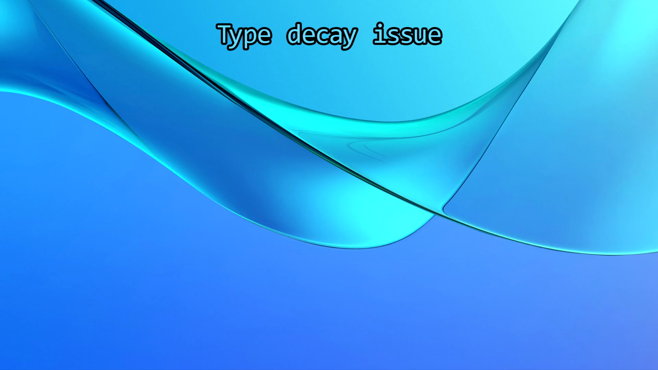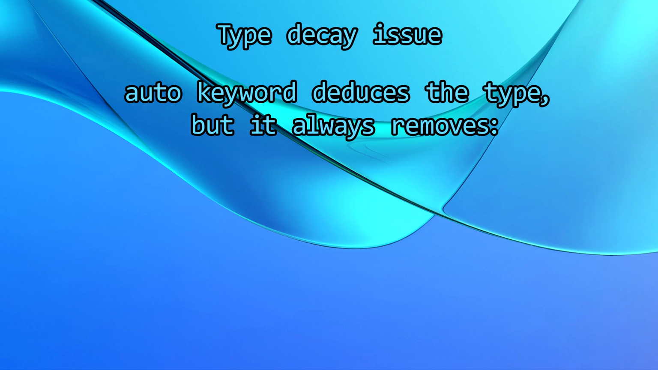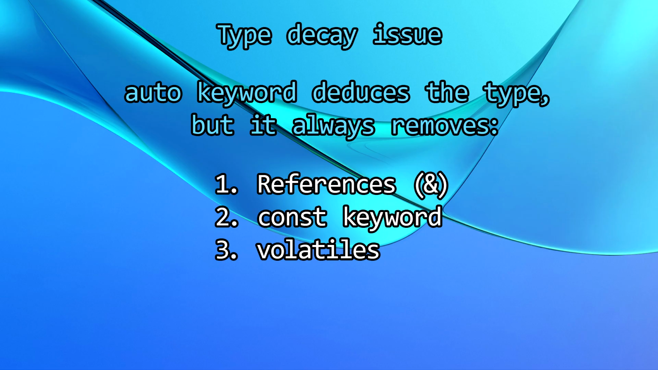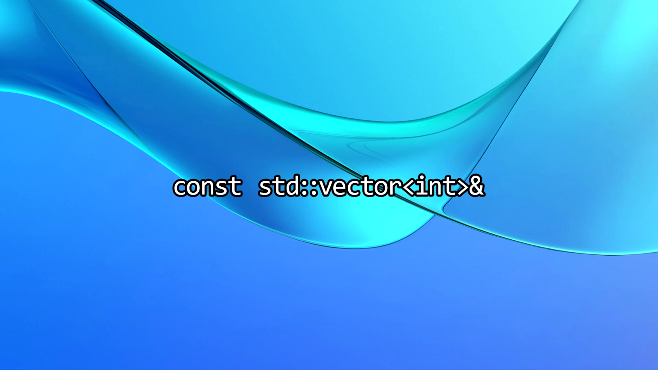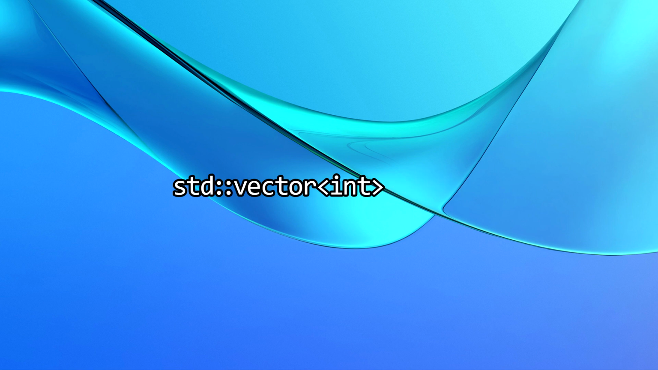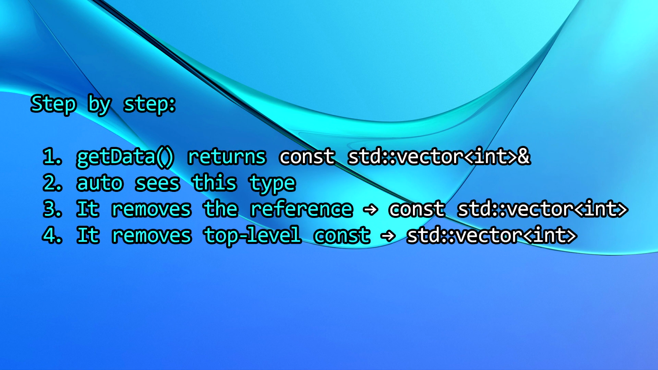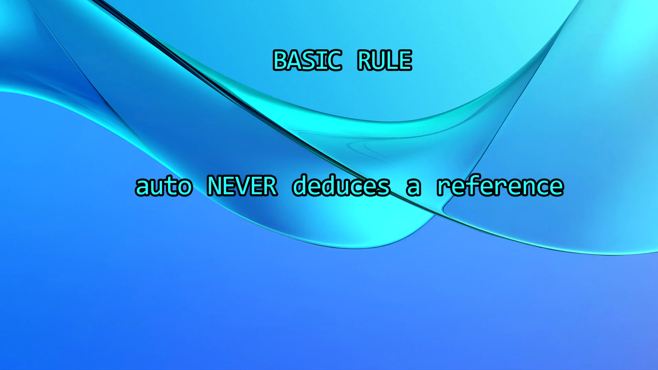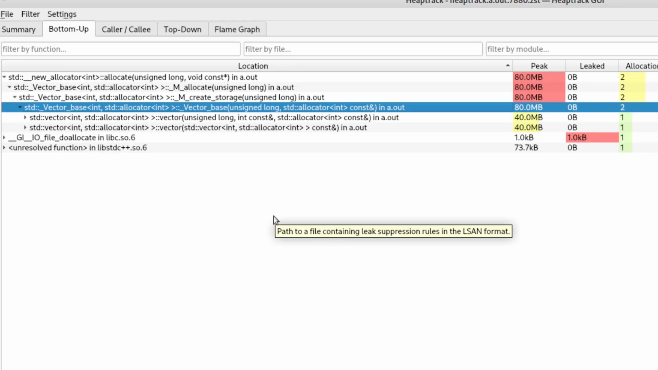Well, it's called type decay or reference dropping. The rule in C++ is simple. Auto deduces the type, but it always removes references, const keyword, and volatile. So when we get data from the function, which returns a reference to the const vector of integers, auto sees this type, it removes the reference, and it also removes the top-level const keyword. So auto data becomes a standard vector, a full copy in other words. This isn't a bug, it's by design. Auto is meant to give you a value type, but if you're not aware of it, you can create copies everywhere. Now for the good news, it's easy to fix, you just need to be explicit.